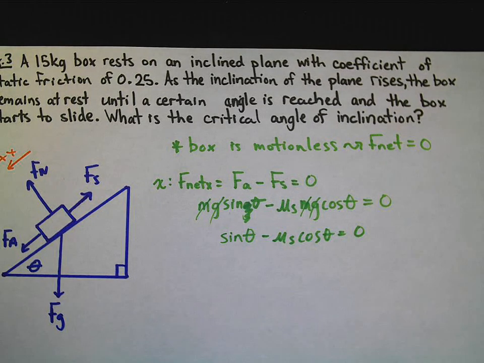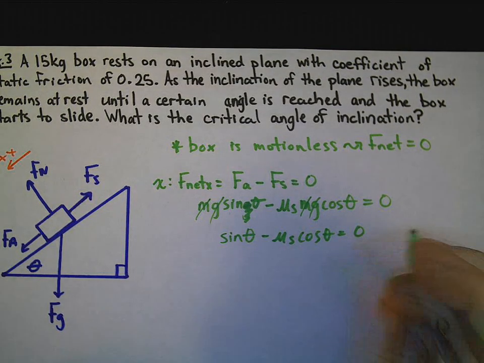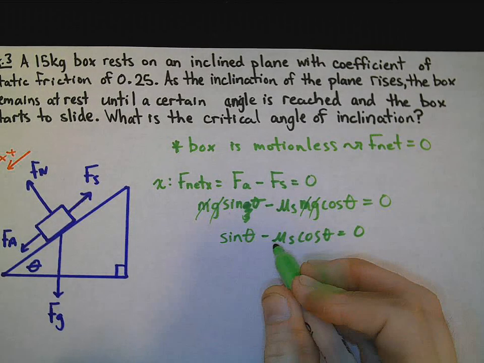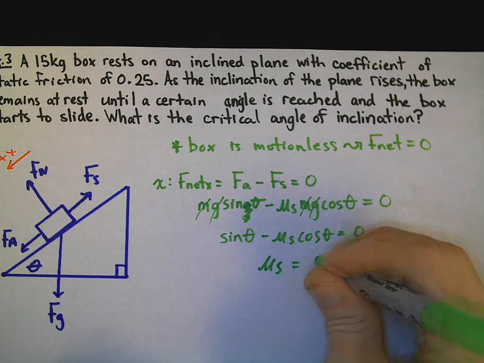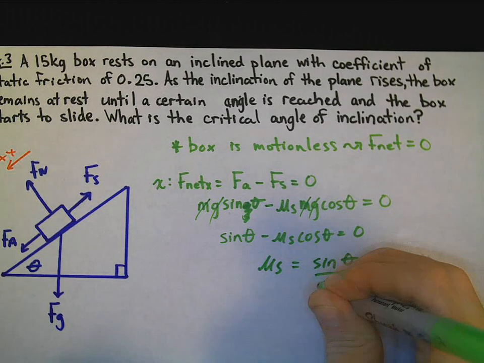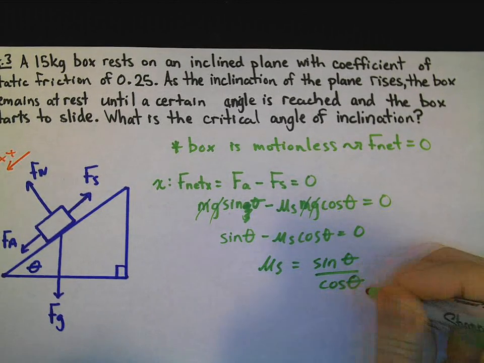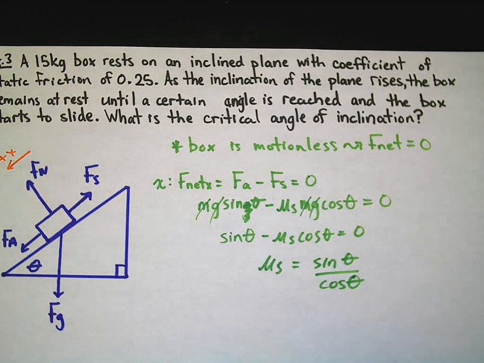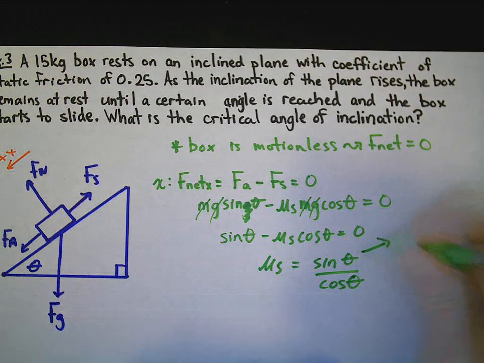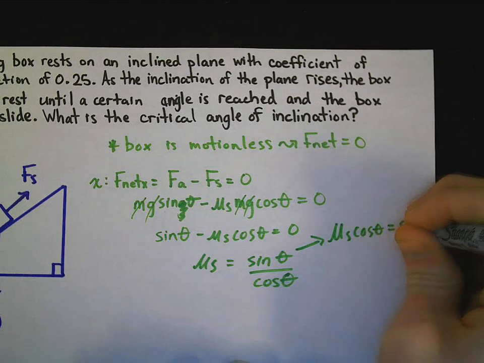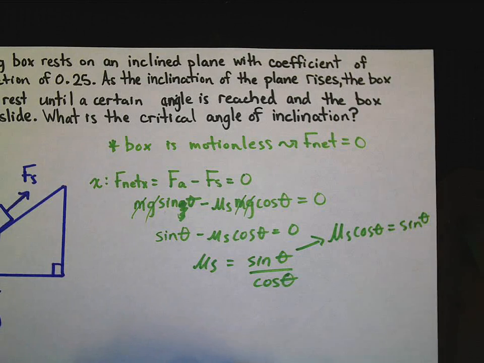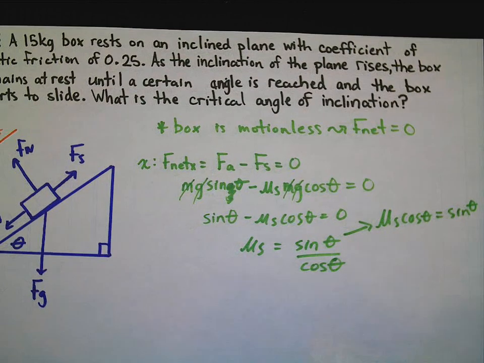So let us do a little bit of rearranging and some playing around with this equation right now. If I were to solve for mu s, I would get mu s equals sine theta over cosine theta. I'll show that intermediate step for you. That would be mu s cosine theta is equal to sine theta. Then divide by cos theta on each side of the equal sign, and we get sine theta over cosine theta.